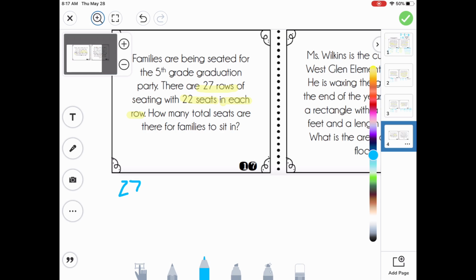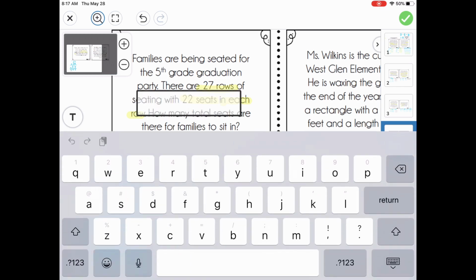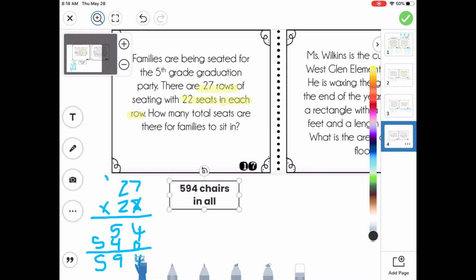If I did 27 times 22, 2 times 7 is 14. 2 times 2 is 4 plus 1 is 5. My 0 placeholder. And I erase anything that I carried. 2 times 7 is 14. 2 times 2 is 4 plus 1 is 5. And then I add my numbers together. So there are 594 chairs. As always, notice that I'm labeling each of my answers.